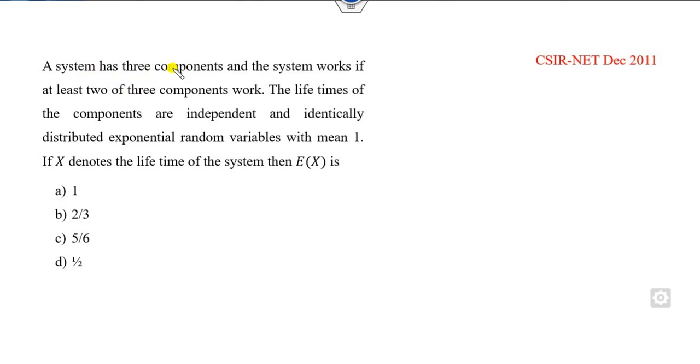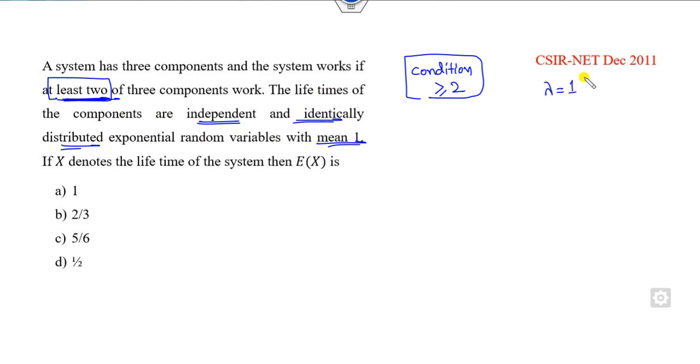The system has 3 components, and the system works if at least 2 of the components work. At least, that means you have put the conditions on this, at least 2. The lifetimes of the components are IID exponential distribution with mean 1. Then for the expected value, again I can use the same shortcut trick. This is 1 over i. Now in this case the minimum value is 2, and the maximum is 3. So now you can solve that.